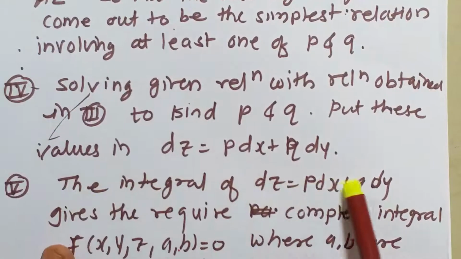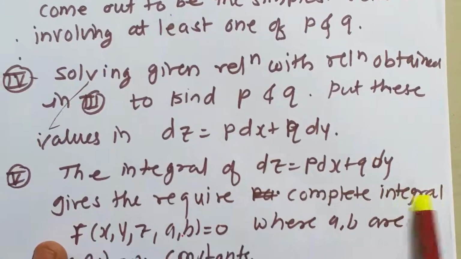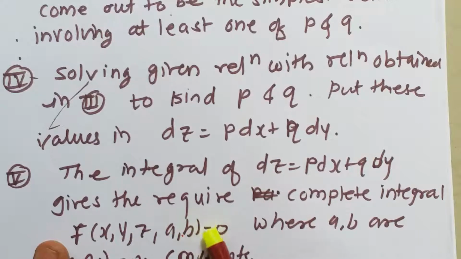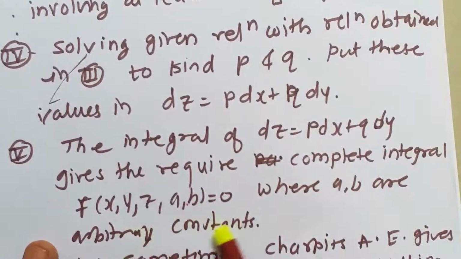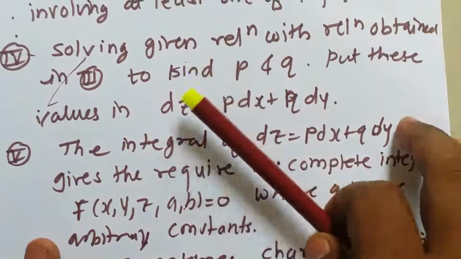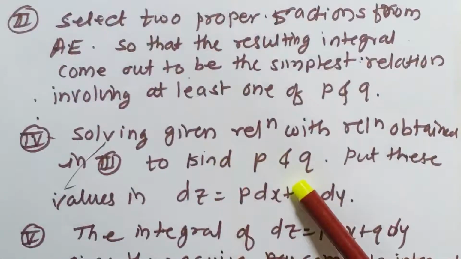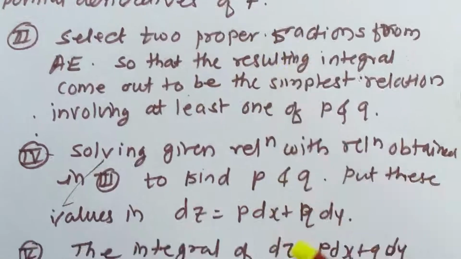Then the integral of this differential equation gives the complete integral f of x comma y comma z comma a comma b equal to 0, where a and b are arbitrary constants. These two constants get involved because we are doing integration two times, one here and one here after selecting the proper fractions. Okay.